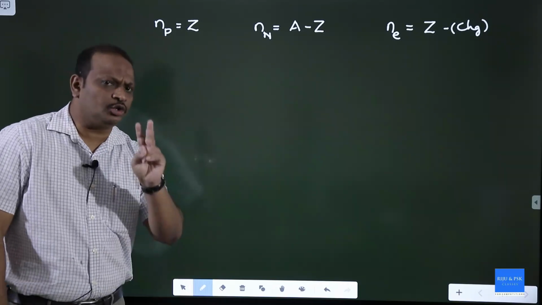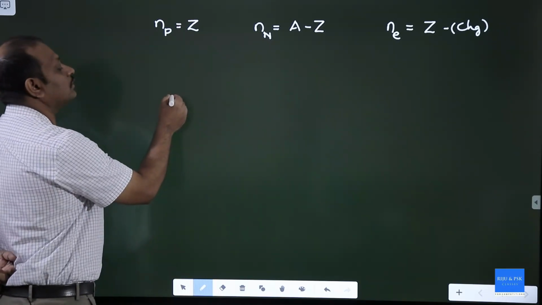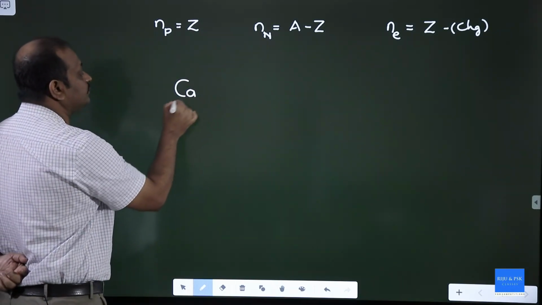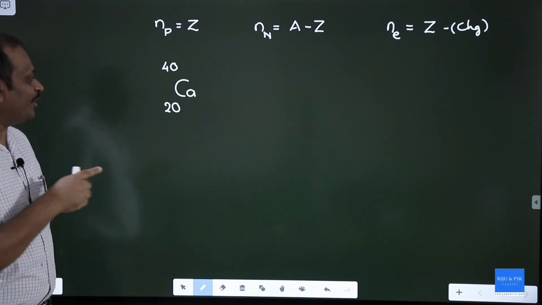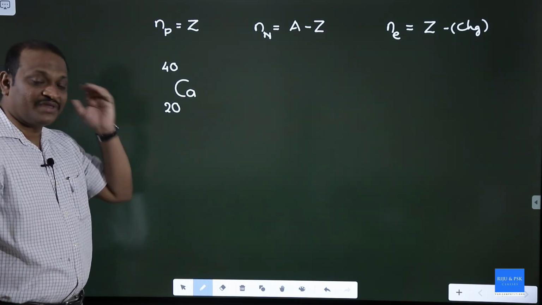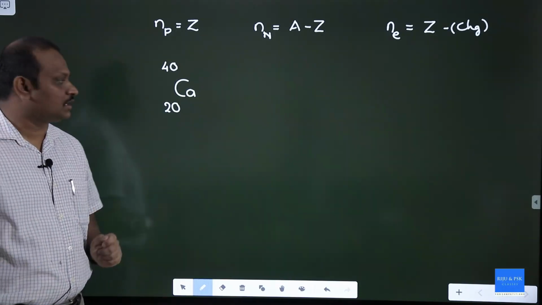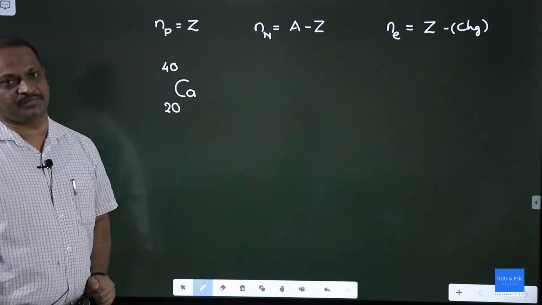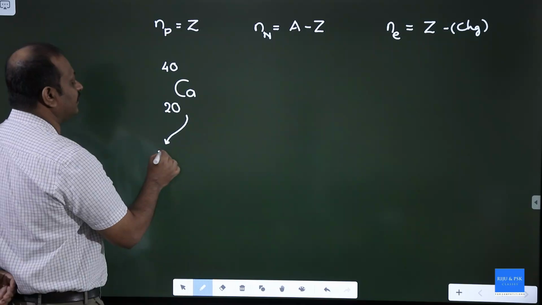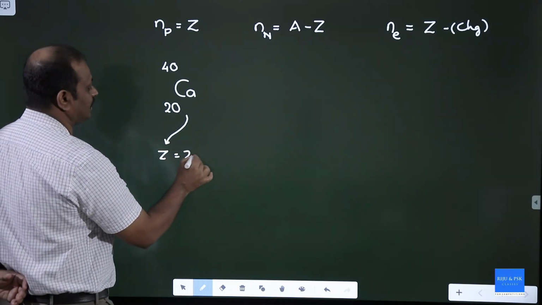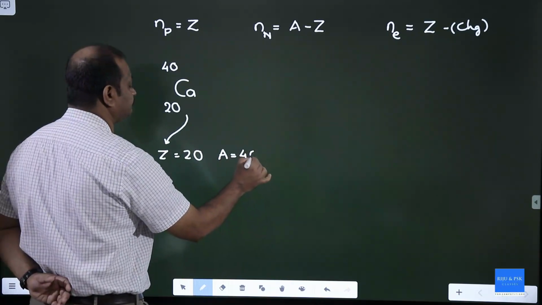First I am considering two neutral atoms where charge is equal to 0. I am just writing one: calcium 20, 40. See the way I wrote this species: 20 at the bottom and 40 on top. What we write on the bottom is called the atomic number, and what we write on top is called the mass number. So Z is equal to 20, and mass number is equal to 40.